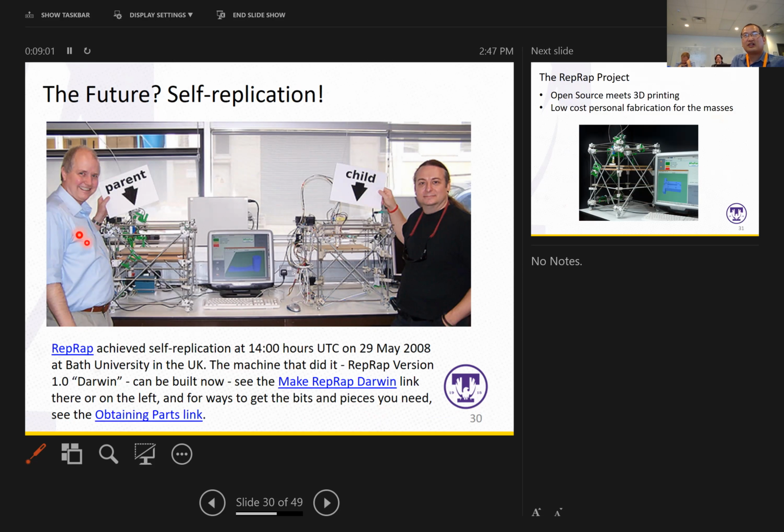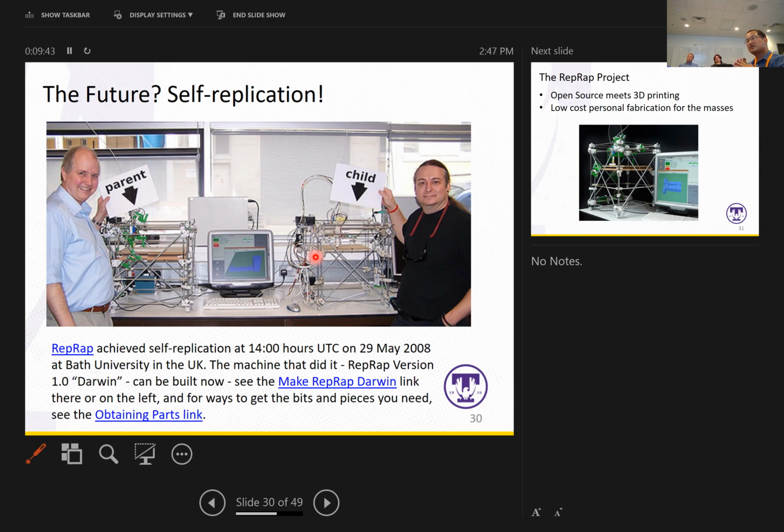RepRap's idea is that the 3D printer replicates itself. As you can see here, this is the father machine and this is the child machine, which is replicated by using this printer. Basically, it accelerates things a little bit. You cannot print all the parts using an FDM machine, but I think the concept is good, although the implementation right now is still preliminary.